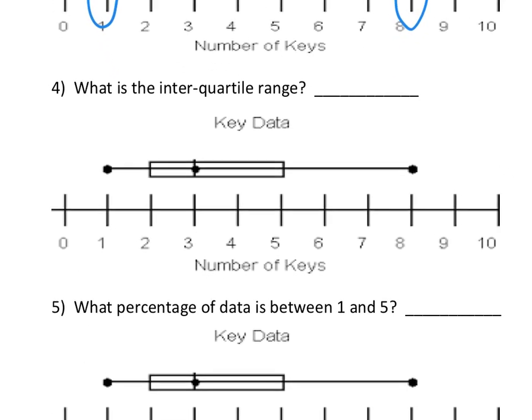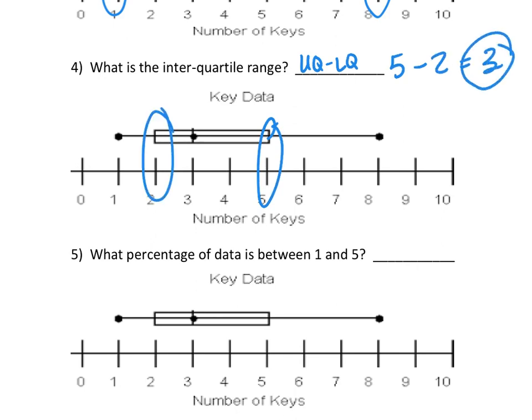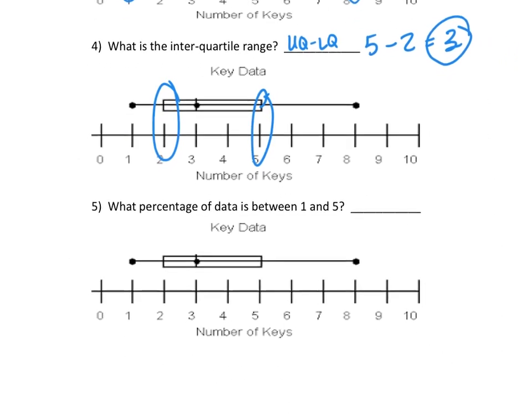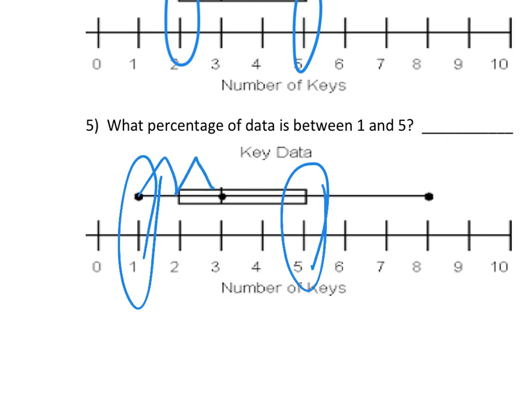What is the IQR? Upper quartile minus your lower quartile. Okay. So what's your upper quartile? 5. What's your lower quartile? 2. So the IQR is 3. What percentage of data is between 1 and 5? 25, 50, 75. 75%.